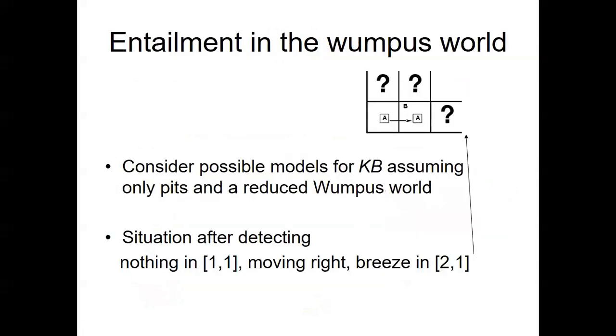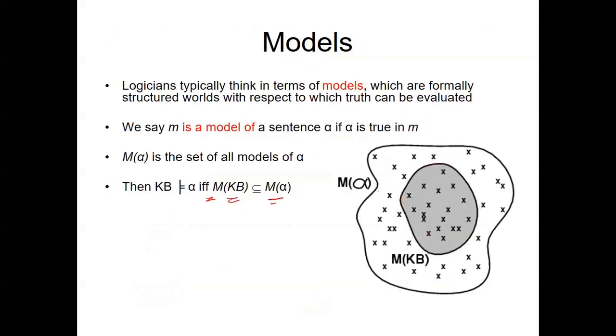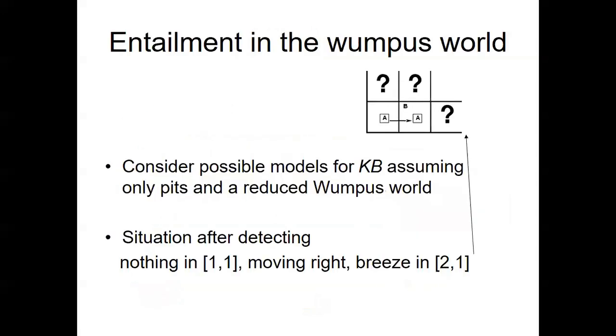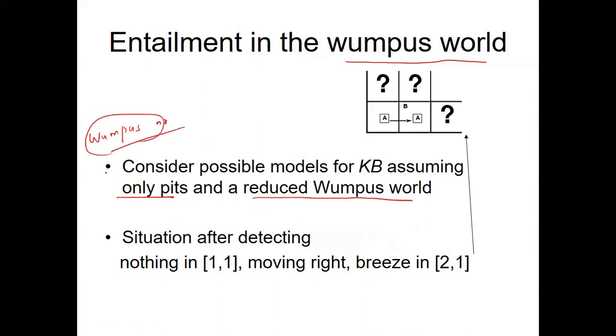Okay, fine. Now let us understand this entailment with an example. We are now going to study entailment with a reduced Wumpus world problem. At the top level it is the same, but here we consider only pits. That is, we assume there is no Wumpus. We consider only pits, right?